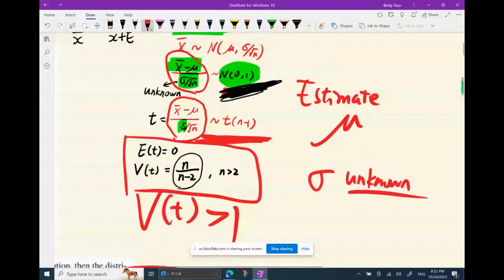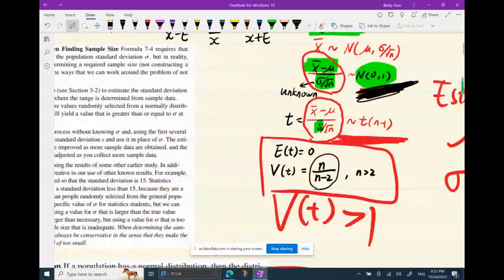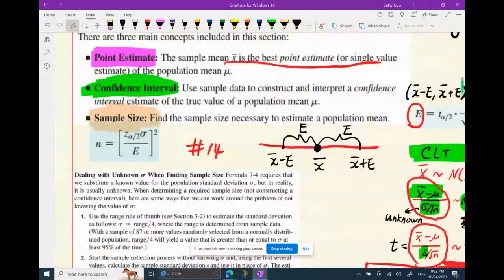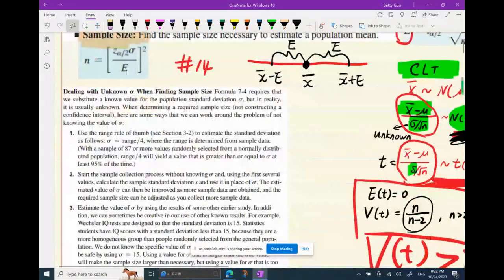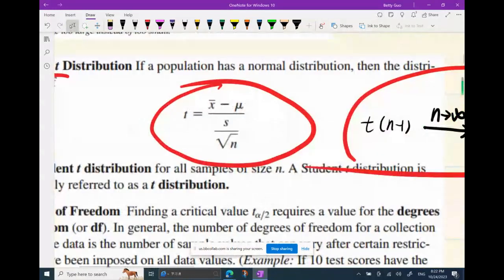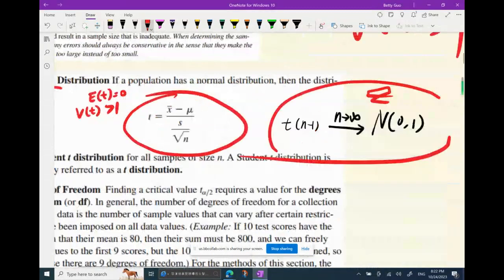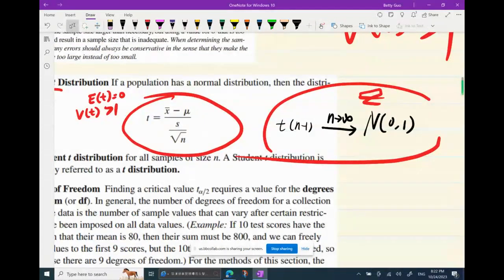Let's summarize. T distribution, what kind of variable is T distributed? This variable is T distributed, all right? And the T distribution is centered at 0, so the mean is 0. The variance is bigger than 1, not equal to 1. When the sample size n approaches infinity, T distribution approaches Z distribution, or the standard normal distribution.